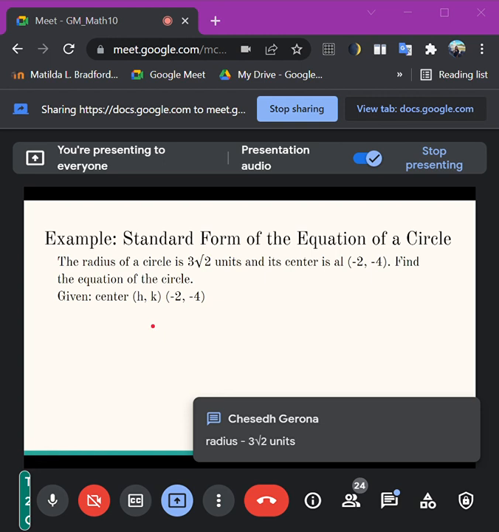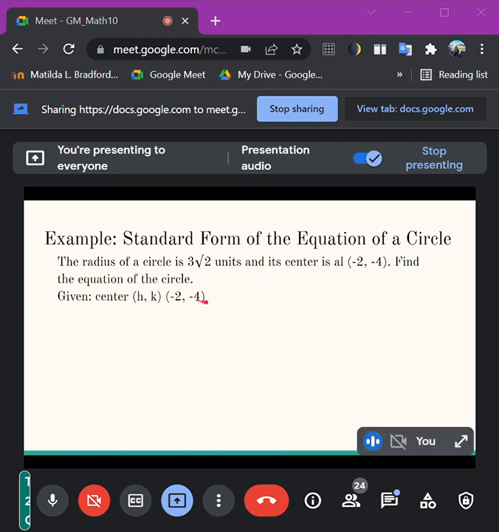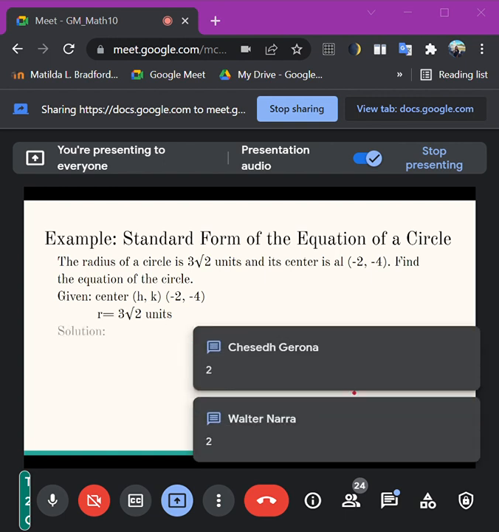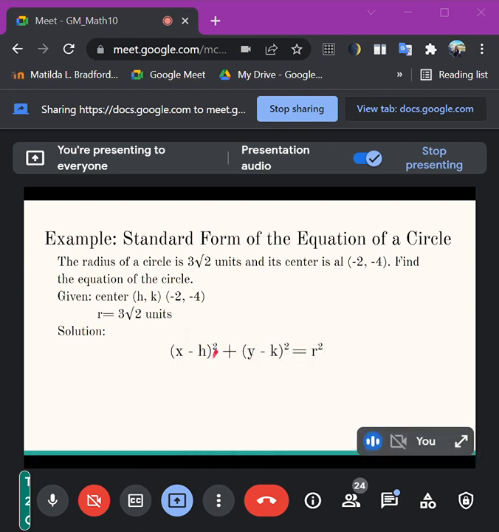So you have there your h, k, negative 2, negative 4, and then radius is 3 square root of 2. Since you have there the center, it is not the origin. So which of the two formulas are we going to use? 1 or 2? That is number 2. So for your solution, we're going to use quantity x minus h squared plus quantity y minus k squared is equal to r squared.